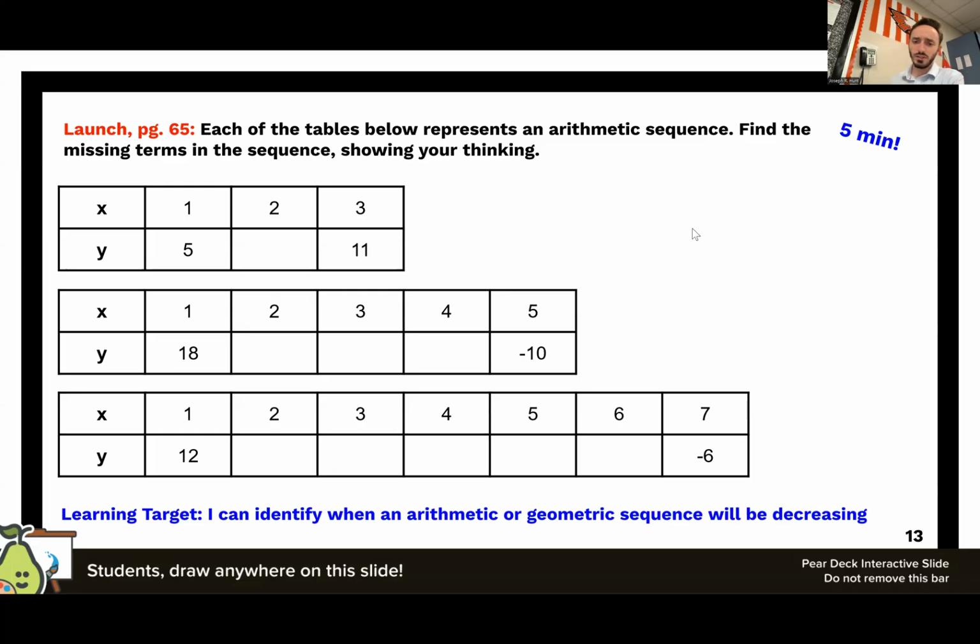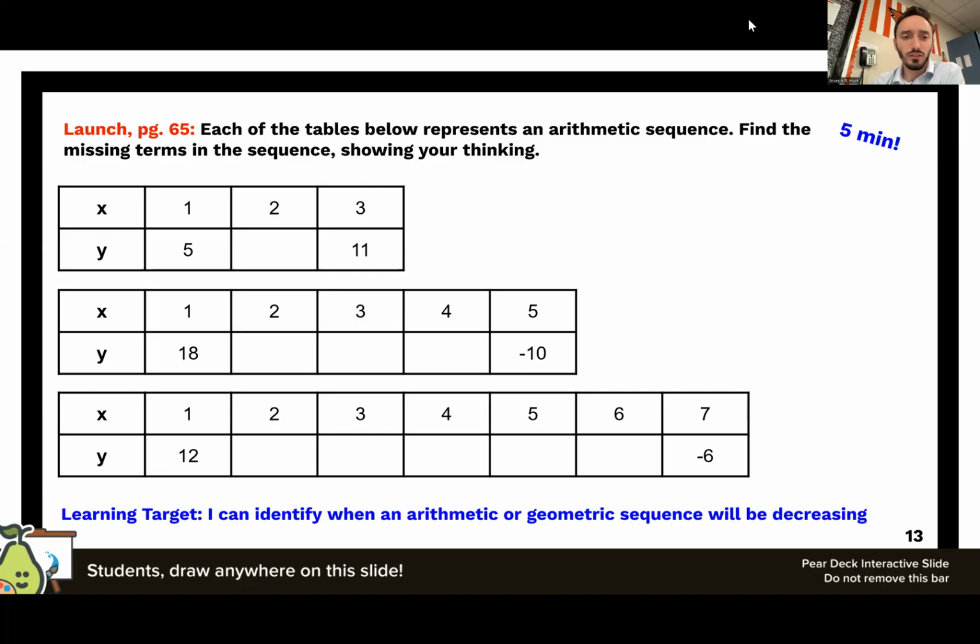So for these three sequences, we know that there are some missing terms, and we're trying to come up with some strategies that are going to help us figure out what is missing and how we can use that as we go a little bit further, as the length of the sequences is increasing.